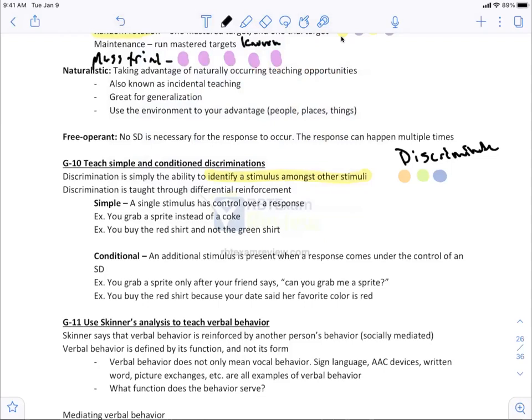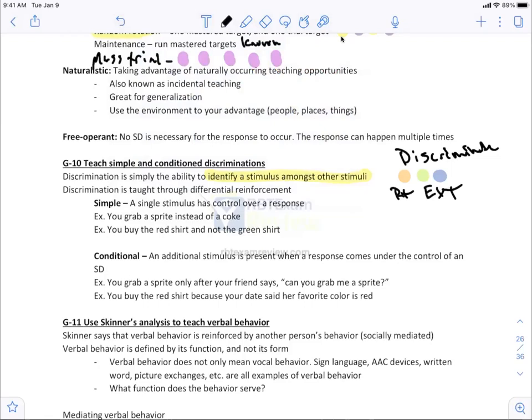We teach it through differential reinforcement. How do we do that? Well, we say point to orange. If they point to orange, reinforcement. If they point to green or blue, extinction. Differential reinforcement leads to discrimination and differentiation.